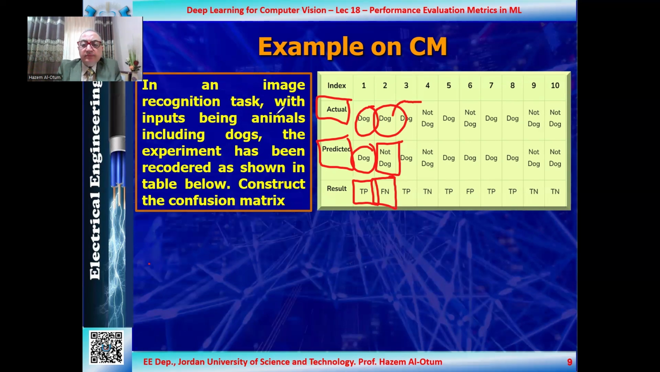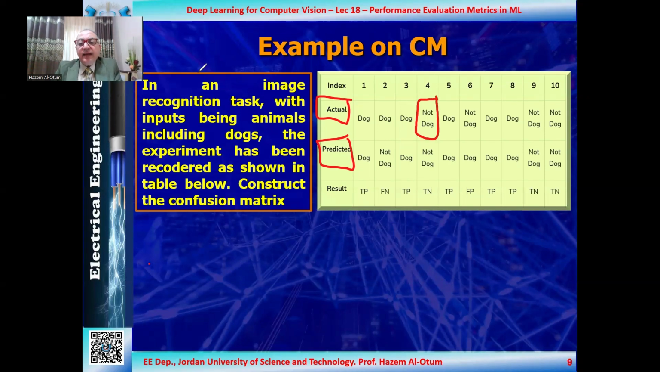Next, we have a dog at the input, the output dog. Okay, it's okay. Now we have not a dog. Let's remove all these things to show it easily. So suppose that you have the actual as not a dog, and you classified it or categorized it as not a dog. This is a true negative.